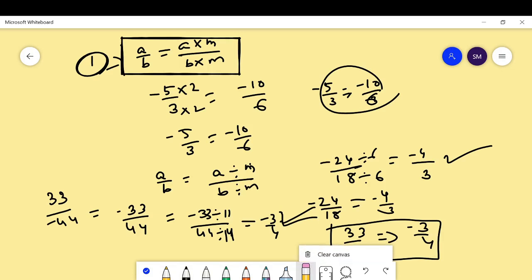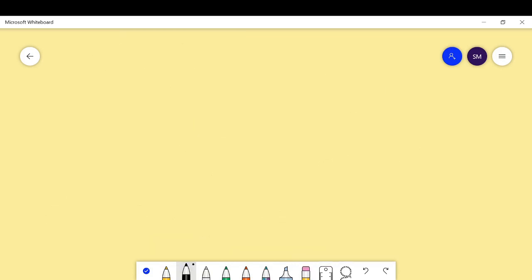Then next property. How can we compare rational numbers? We can compare rational numbers either by the cross multiplication method or by making the same denominator. Suppose we have minus 3 by 5 and 7 upon minus 10. Before comparing, at first change it into standard form. This is in standard form.